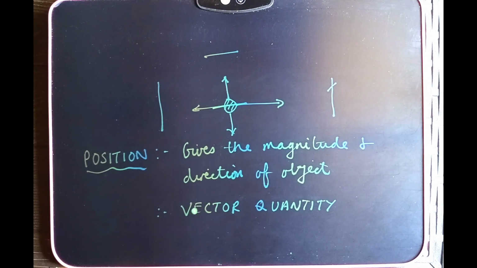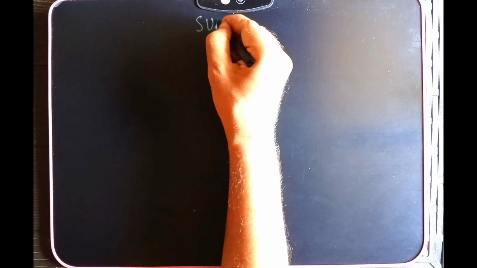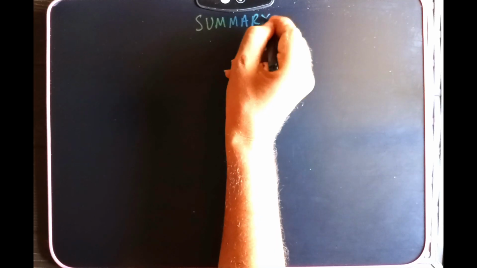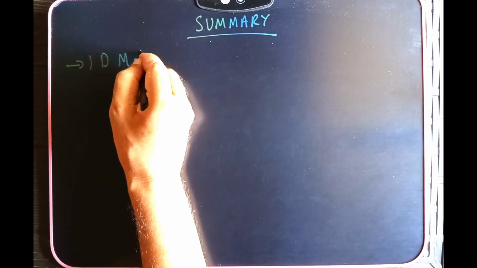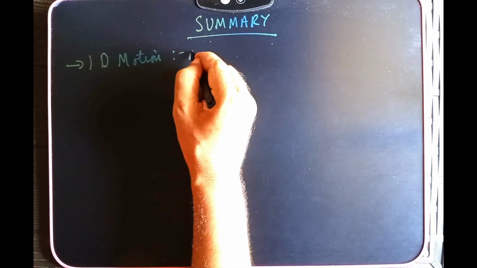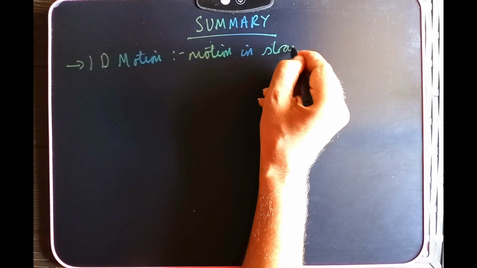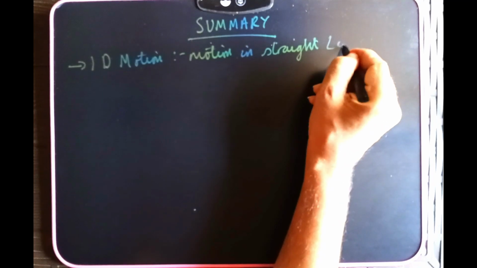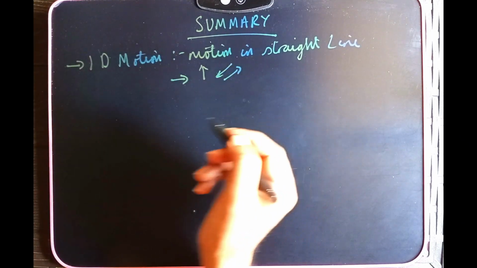I hope so far it is clear. So I clear this. After this particular session, we will move on to distance and displacement. I'll be clearing it out. Let us summarize what we have studied. So one dimensional motion is a motion in a straight line. It could be horizontal, it could be vertical, it could be slanting, right?